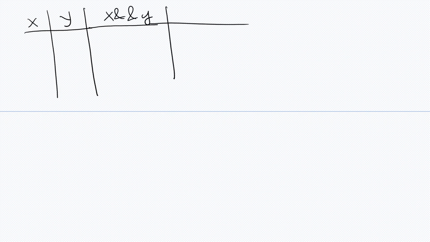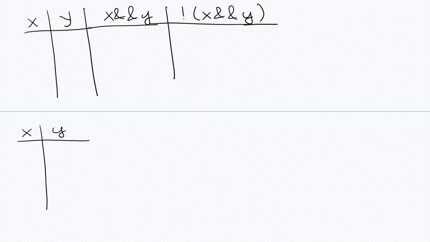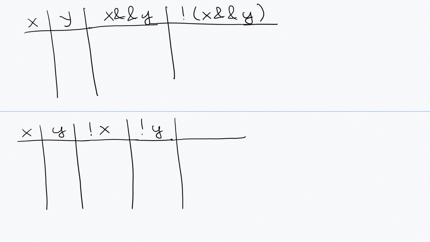The first thing I'm going to do is create a truth table. I'm going to check x and y, then negate the whole thing to get not (x and y). Then I'm going to create another truth table with x, y, not x, not y, and then we'll see what not x or not y are, and we're going to see that they're equivalent on every row. So let's go through each of these.